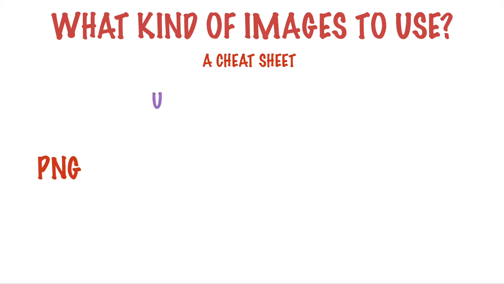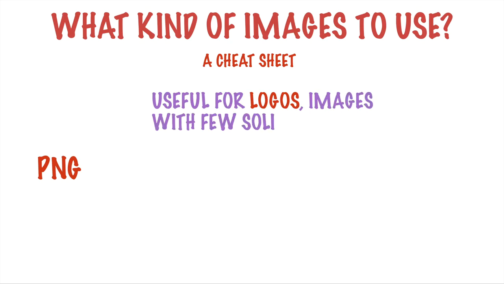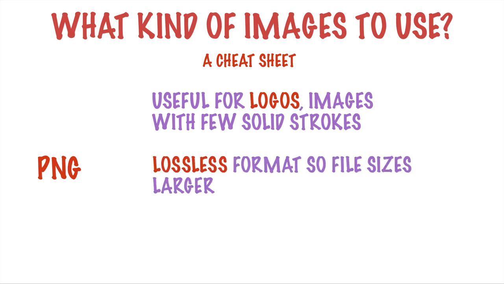The next common type of image format is PNG, which stands for Portable Network Graphics. This is an excellent format for logos or images with relatively few solid strokes. This is a lossless format. This has a pro and a con. On the one hand, because this format is lossless, file sizes are larger than JPEG files, which causes the page to load slowly. On the other hand, because there isn't any compression or lossiness involved, the quality of the image tends to be better.